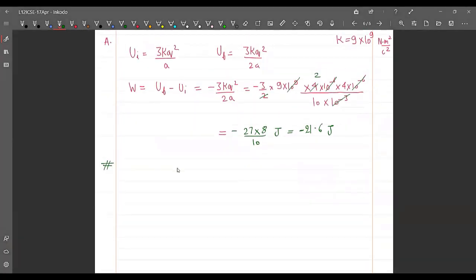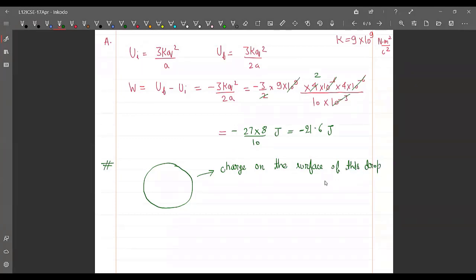Suppose we have a water drop and the charge on the surface of this drop is 1 microcoulomb, take 2 microcoulomb. The radius is 10 millimeter.